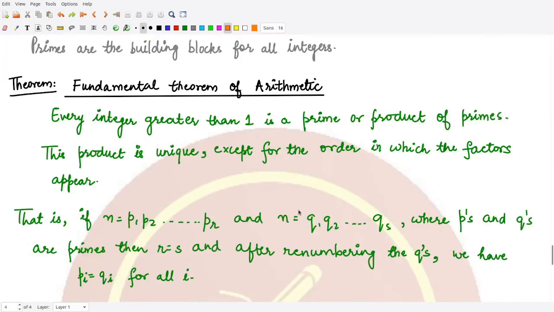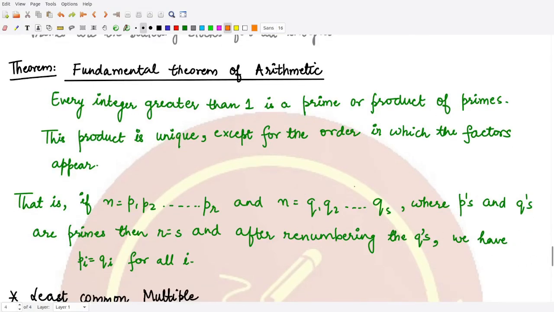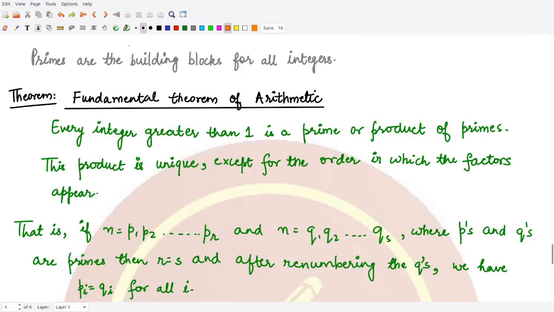Next, let us move on to the properties of prime numbers, which is the fundamental theorem of arithmetic. Now, because primes are the building blocks of all integers, let's see how we can represent any integer in the form of primes. This is given by the fundamental theorem of arithmetic. It tells us that every integer greater than 1 is either a prime number, or if that is not so, then it is a product of primes, and we call them composite numbers, right? So either it is a prime number or it is a product of primes, a composite number.